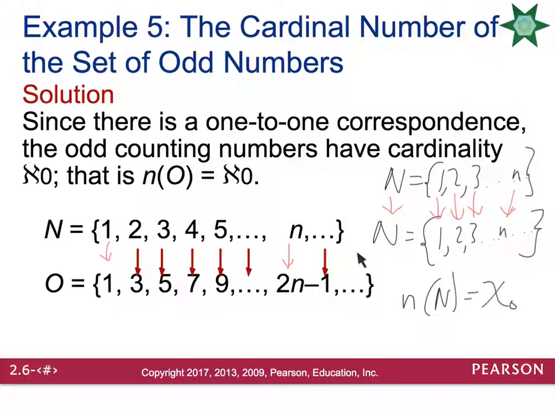Now, aleph null is not really a number. It's sort of like infinity, but not exactly. So we just say, yes, you can count. This set is countable, even though it's infinite. And what's the cardinal number of that set? Well, it's this aleph null thing. We'll explain this a little more in class. I know this is kind of an abstract concept.